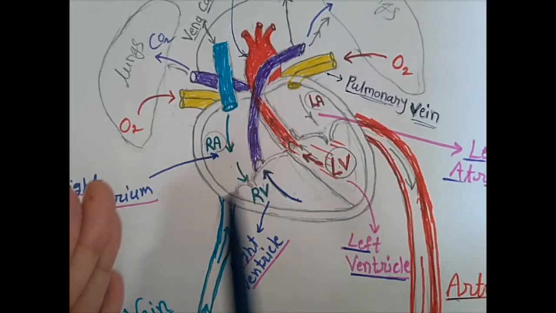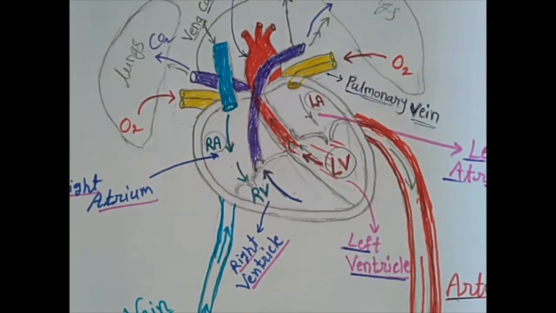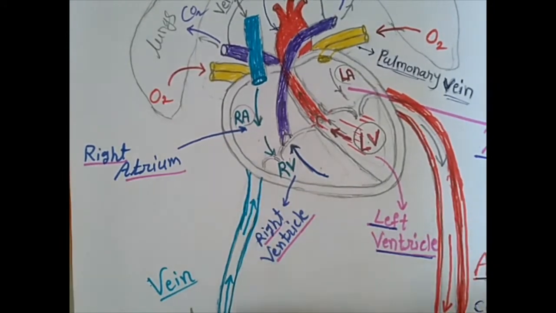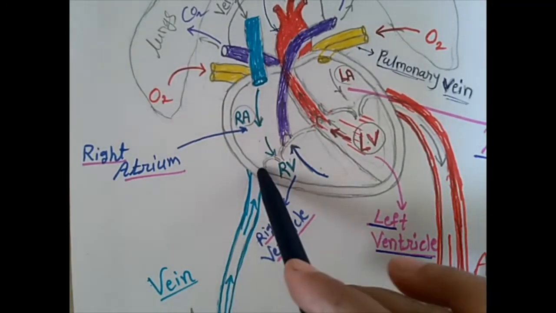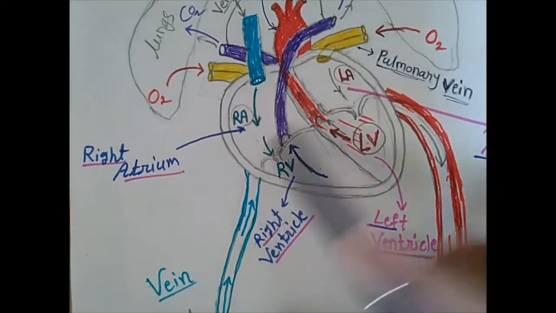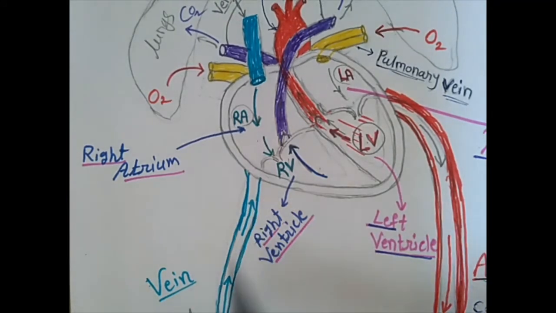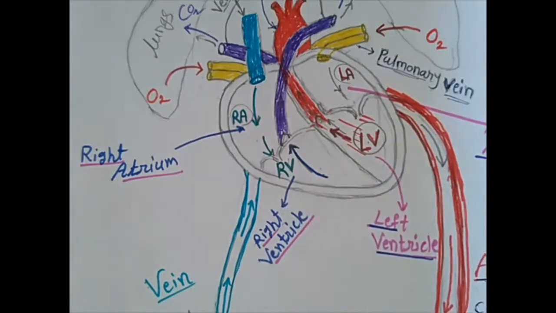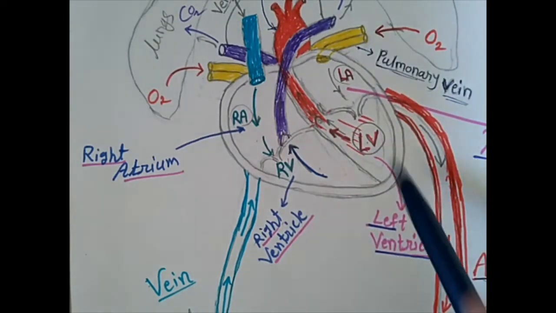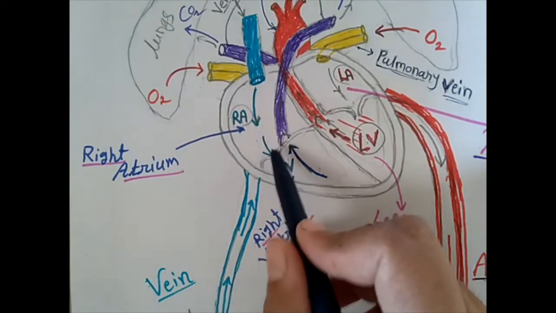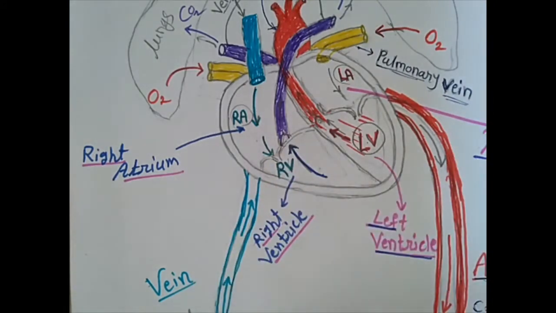And the function of vein is different and the function of artery is different. Always we can say the vein carries blood towards the heart and artery carries blood from the heart. The vein carries blood towards the heart and artery carries blood from the heart towards the lungs and towards the body organs. So, towards the heart, vein, from the heart, artery.